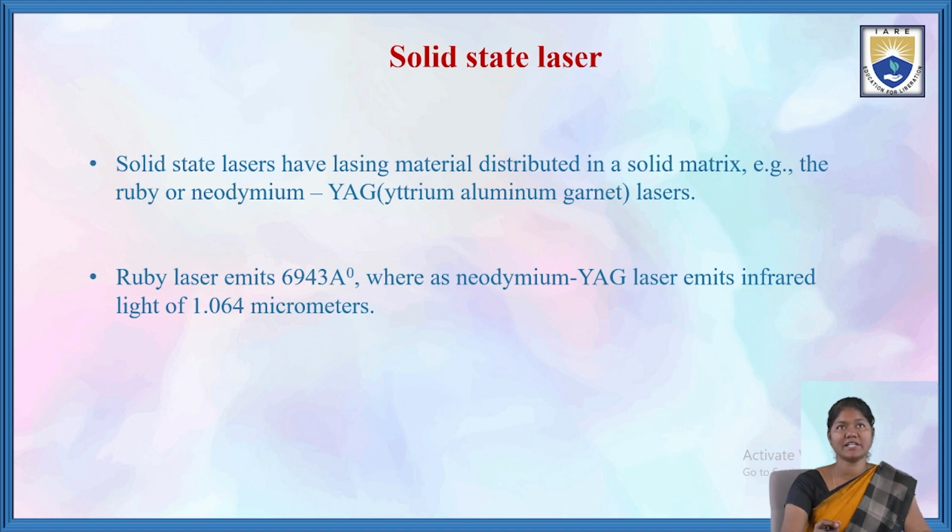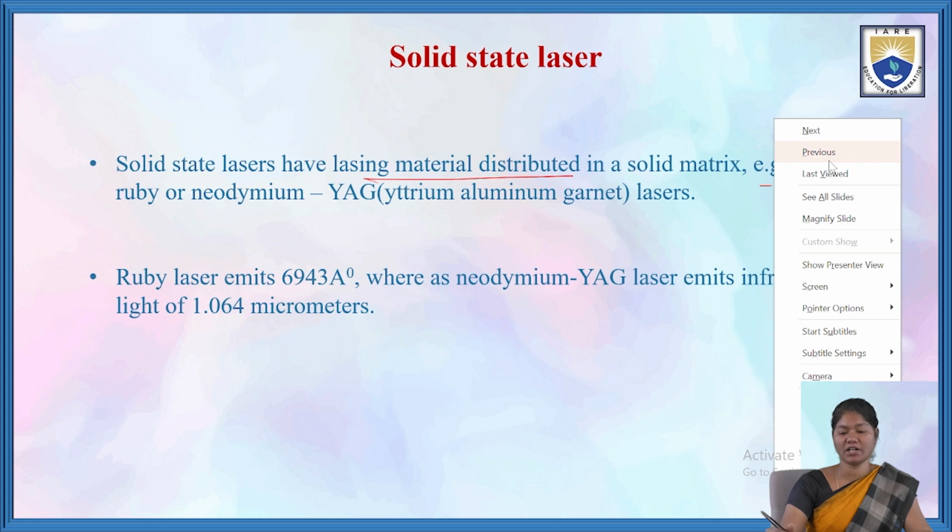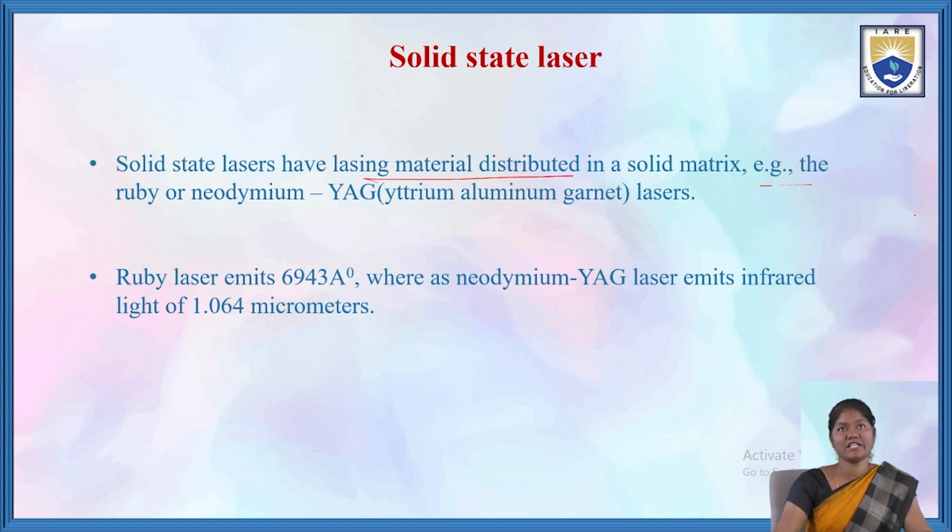Solid state lasers have lasing material distributed in a solid matrix. Suppose, for example, the ruby or neodymium, yttrium, aluminum garnet lasers.